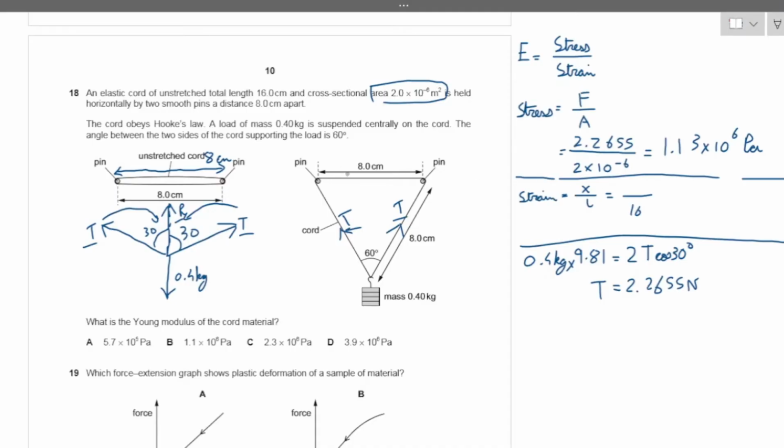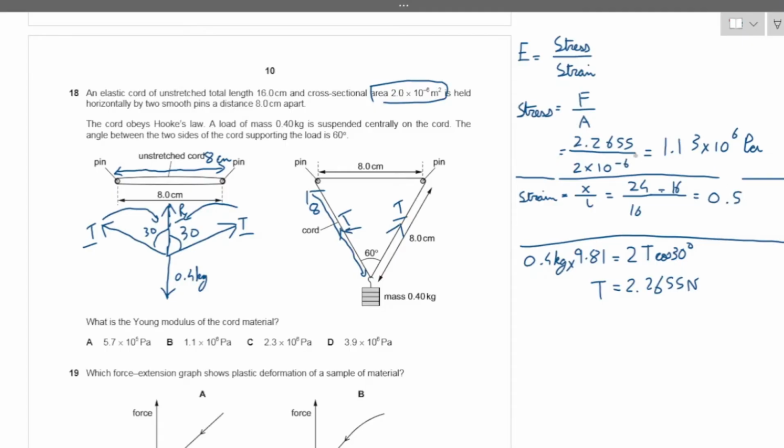Now over here, things have changed. You have 8 centimeters, 8 centimeters here as well, and this is also 8 centimeters. The total is 8 plus 8 plus 8, that would be 24, minus 16, because you're finding the extension. Extension is the final length minus the original length, so 24 minus 16 over 16 gives 0.5.